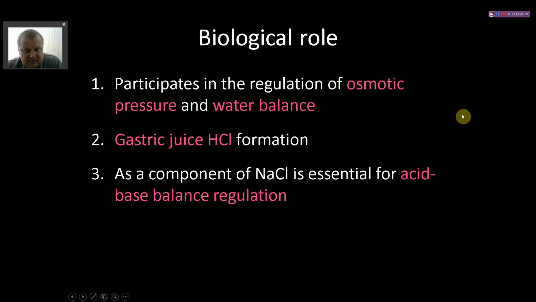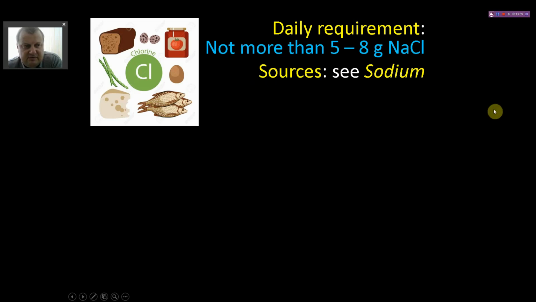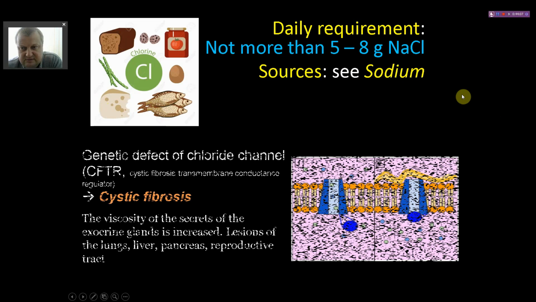Okay, the biological role we discussed, and now the products in which we could find the chlorides. The daily requirement is not more than 5 to 8 grams of sodium chloride, the usual salt. This chloride ion is connected with sodium, and for sources you could see the products with the sodium. Bread and salt fish and so on.